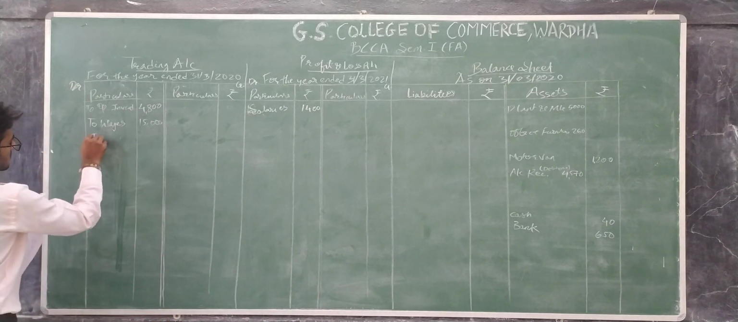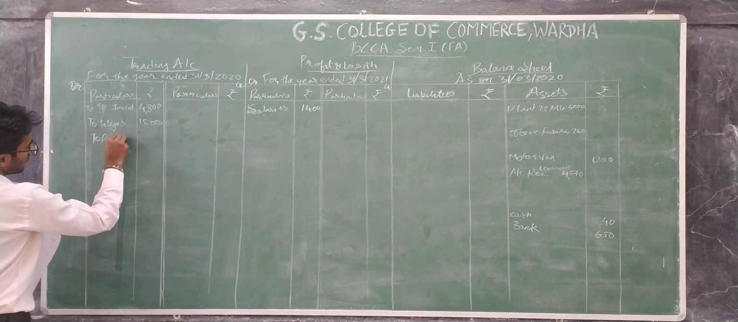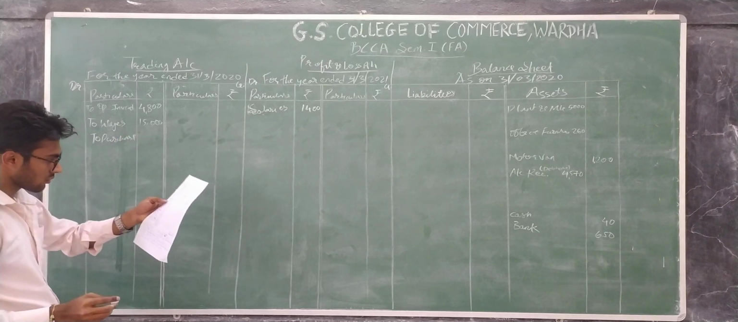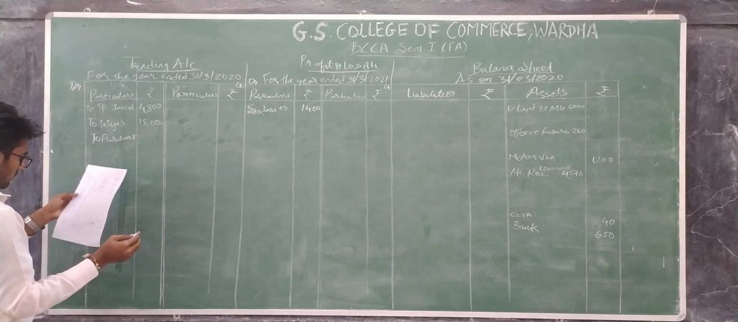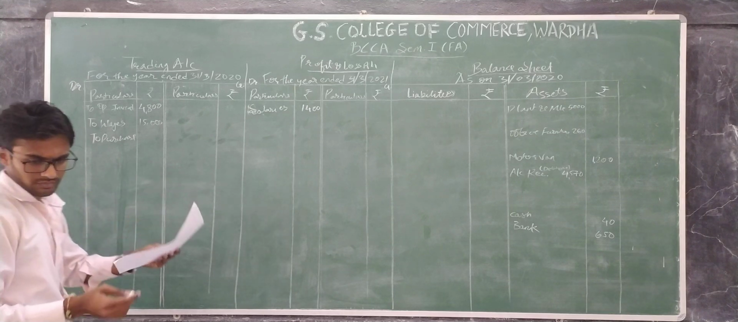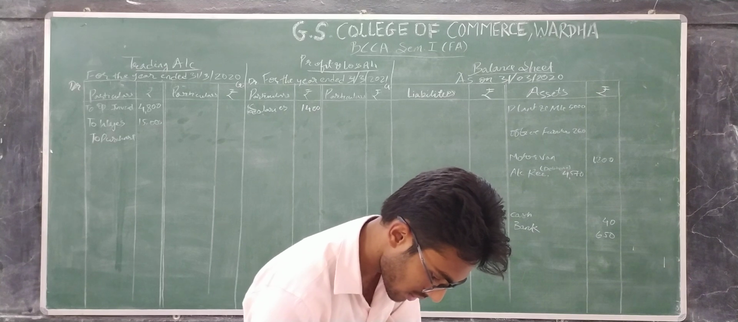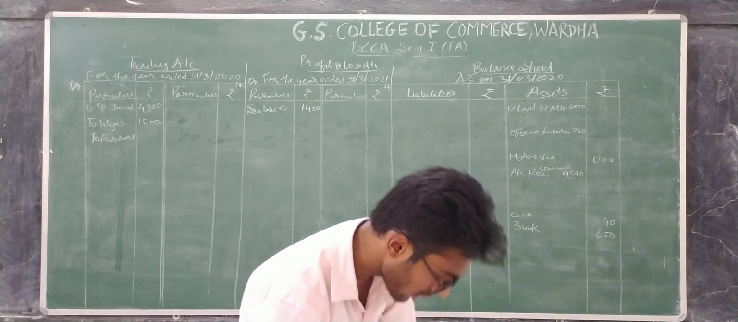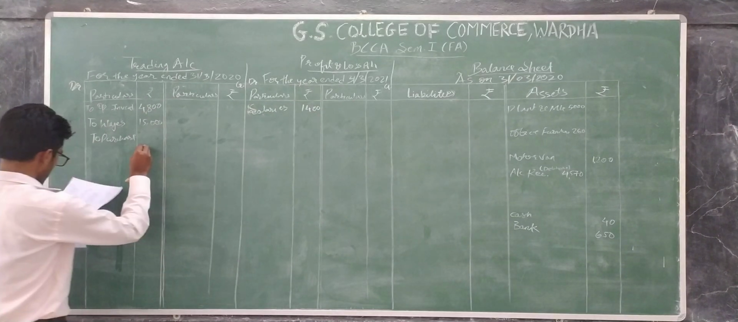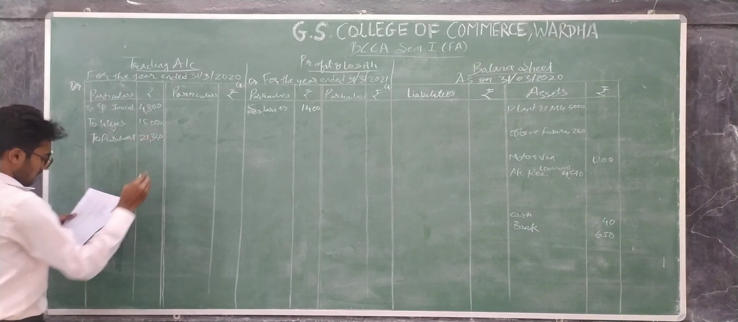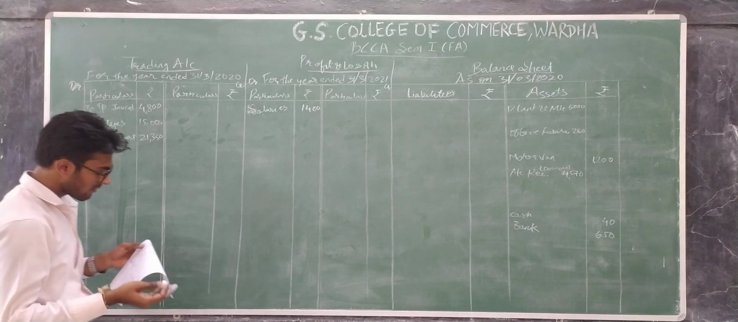Then we have purchase. Purchase means direct expense. That's why I have to write over here purchase. And we have a tick on the purchase. So we have to write purchase in the inner column. Okay. So inner column 21,350. Okay. Done.